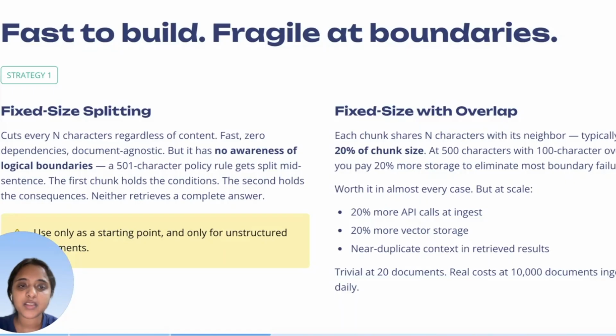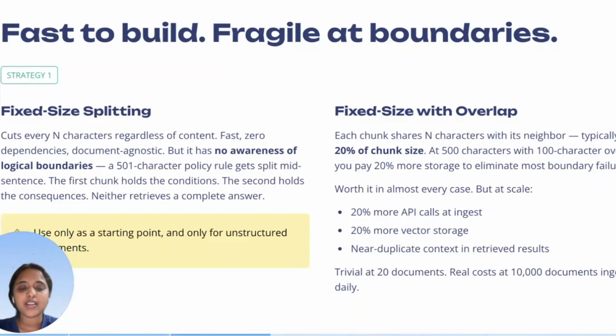Next one is fixed size with overlap. Say we are going to overlap 15 to 20% of the chunk size. It is a little expensive because we are going to do 20% more API calls at ingest and we are going to spend 20% more on storage. But it's always worth it because we are getting relevant information. Due to the overlap, there's a connection between each chunk so that we're not confused about what the next chunk is.